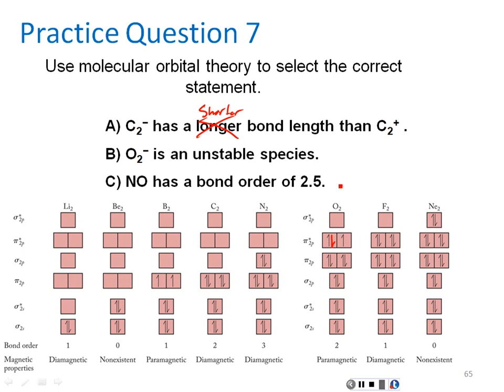Now for a species to be unstable, it would have to have a bond order of 0. And we can see there are more electrons in bonding orbitals than in anti-bonding orbitals. So that statement is incorrect. But if you wanted to just make sure, you could calculate the bond order. That would be 1/2 times 8 minus 5. You'd actually get a bond order of 1.5. So it is still a stable species.